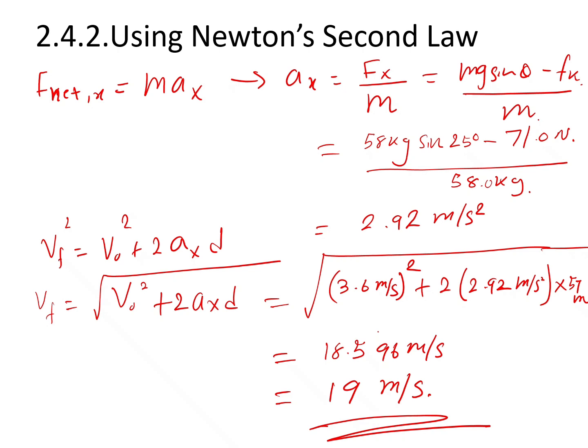So the main idea of this video is simple but powerful. Net work changes kinetic energy. Positive net work increases speed. Negative net work decreases speed. And zero net work leaves the speed unchanged.